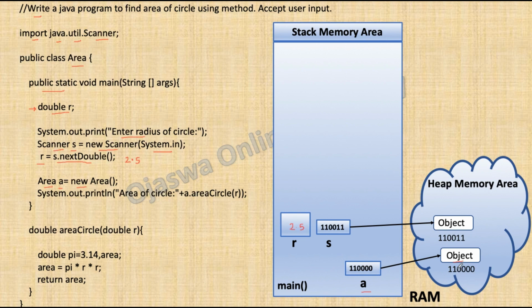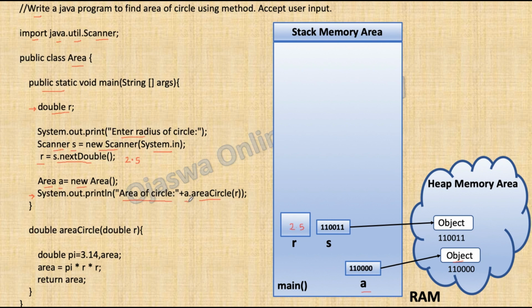This address will be stored inside reference variable A, which is on stack memory area. So now A will point to the object which resides on the heap. Now look at this statement very carefully. We are calling println method, which is used to print something on the output screen. And inside this println method, there is a method called AreaCircle method. We say System.out.println. Area of circle will be printed to the output screen.